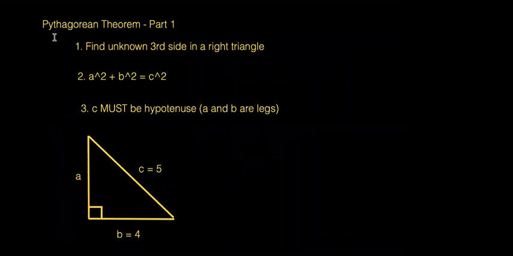This is the most common use for the Pythagorean theorem. You're going to use it to find the third unknown side in a right triangle. It has to be a right triangle. You must know this equation: a squared plus b squared equals c squared.